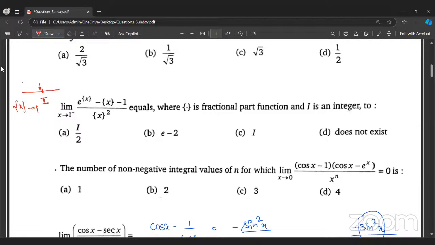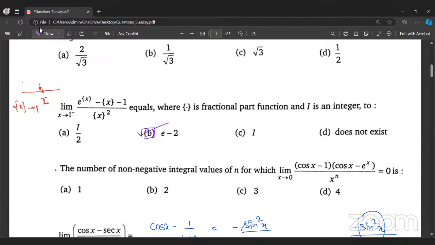So if you make the fractional part of x tend to 1, is it an indeterminate form? No, sir, it is not an indeterminate form. So I can just directly put in my value, fractional part of x tending to 1, and I will get my answer as e minus 2. And this is my right answer, option 2.